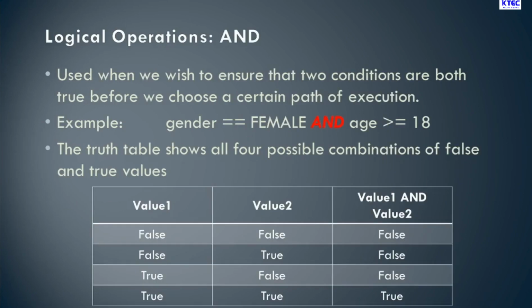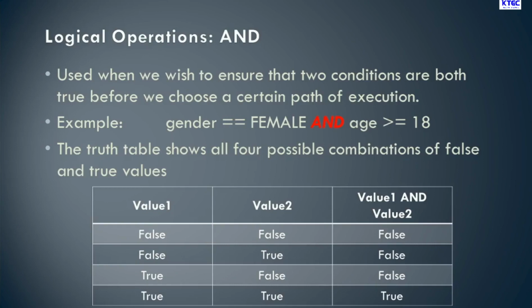Now let's check the AND logical operator. Let's see how it is used and how it works. It is used when we wish to ensure that two conditions are both true before we choose a certain part of the execution. For you to use the AND operator, what you are saying is this: the two requirements are a must. Whenever we use the AND operator, the two requirements we need from our student are a must. That is, the student must be male and the age must be greater or equal to 18. These two are a must.